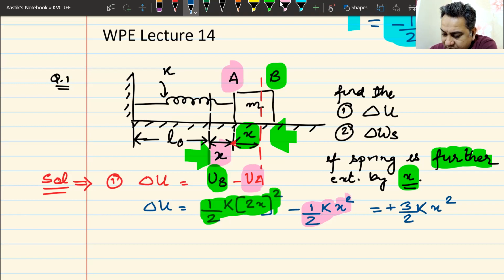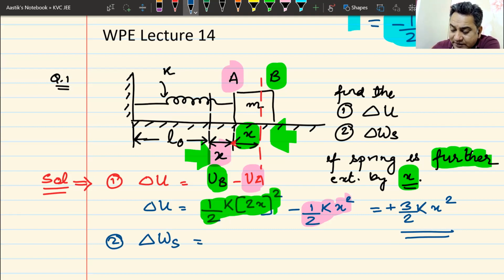With a positive sign, and that is your final answer of change in potential energy. Once you have done that, you can now find what is the work done by spring in this case. Don't need to integrate it. Just use the concept that work done will be negative of change in potential energy.